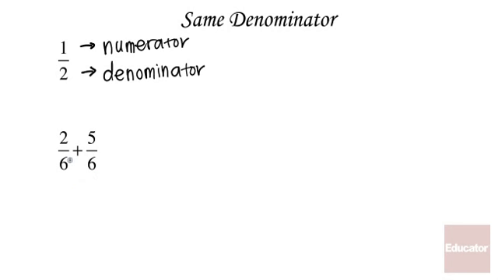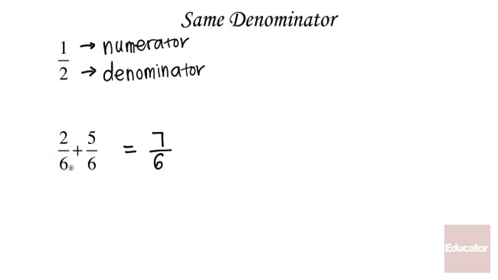So, this 2 over 6 plus 5 over 6, I'm going to add the numerators together. The numerator for this fraction is 2. The numerator for this fraction is a 5. So, 2 plus 5, and that's going to become my numerator for my answer. And then for my denominator, it's going to stay the same as a 6. So 2 over 6 plus 5 over 6 is 7 over 6.